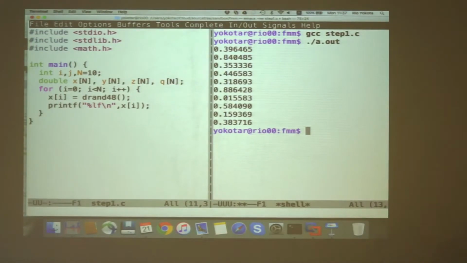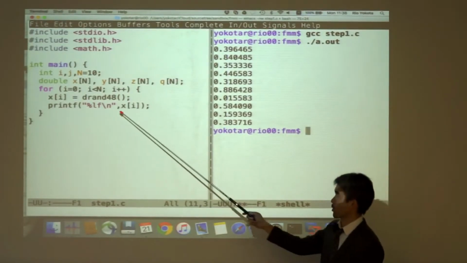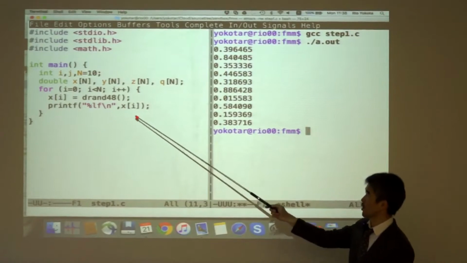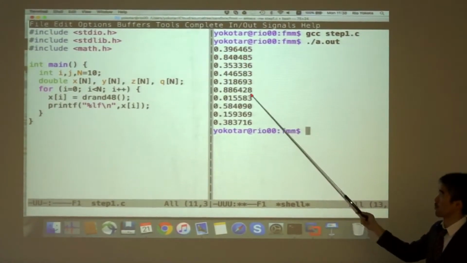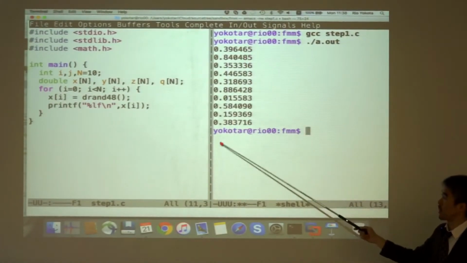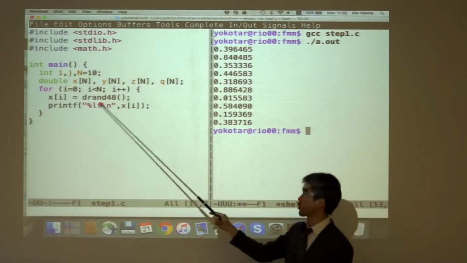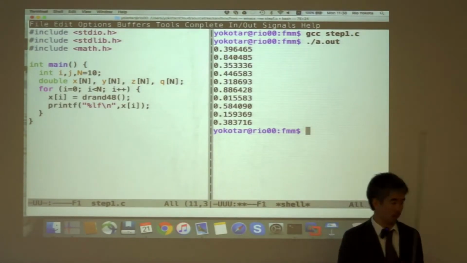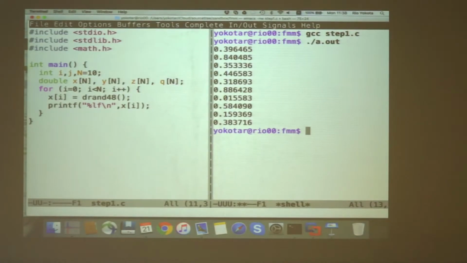Just for those of you who have never used this drand48 thing before, I've printed so that you can see what it's doing. It's generating some random numbers between 0 and 1. So you don't have to do the standard rand thing that generates an integer where you have to divide and do things; this one is much more useful. So I'm using drand48 to generate a number from 0 to 1.